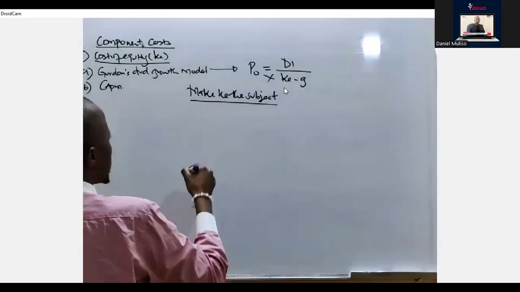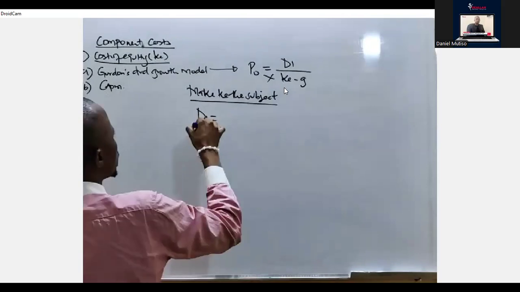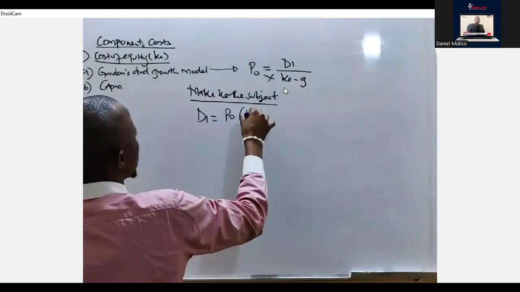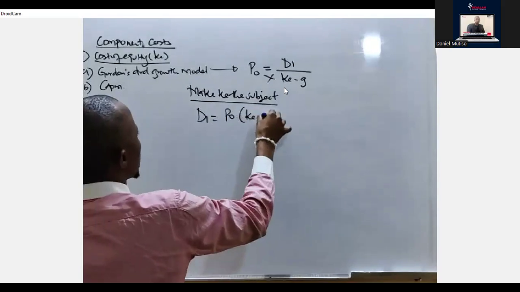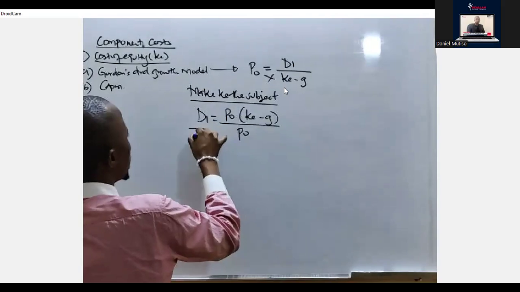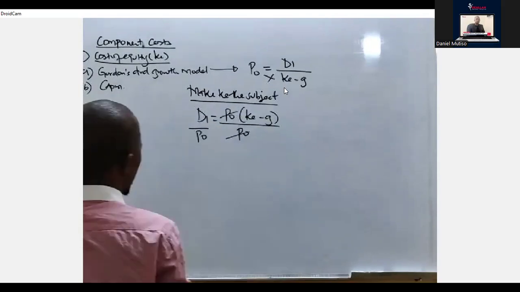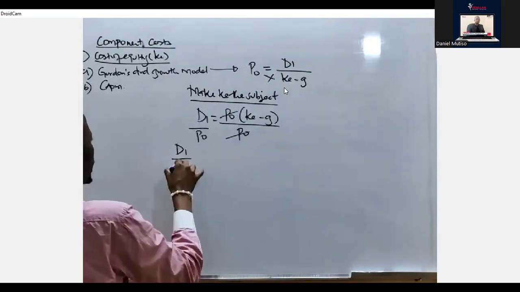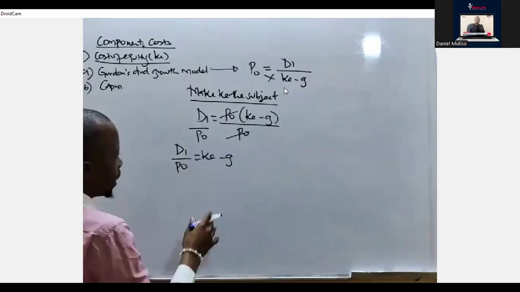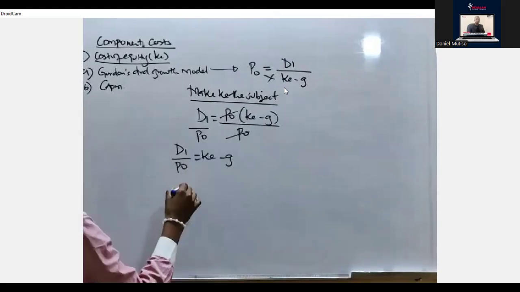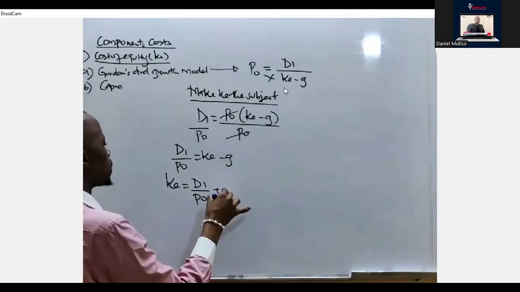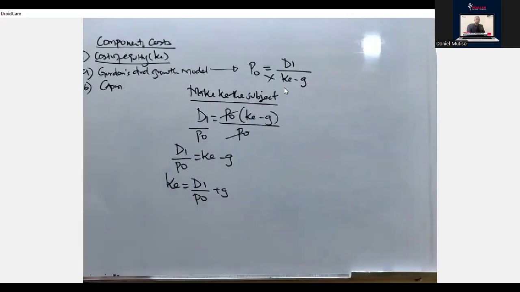We say, if we take D1, it should be equal to PO, right? We take KE minus G, then you divide here by PO, and you divide here by PO. All of that goes. So in this case, we say D1 over PO should be equal to KE minus G. Take the G on the other side, and we are going to be having KE, which is equal to D1 over PO plus G.